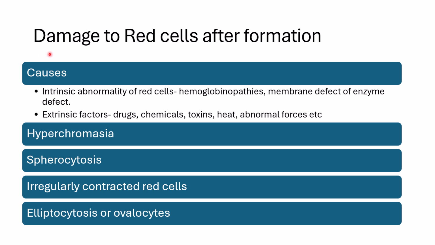So another major heading under which we're going to study why these RBCs have abnormal shape and size is damage to the RBCs after their formation. The reasons behind this can be either intrinsic or extrinsic.